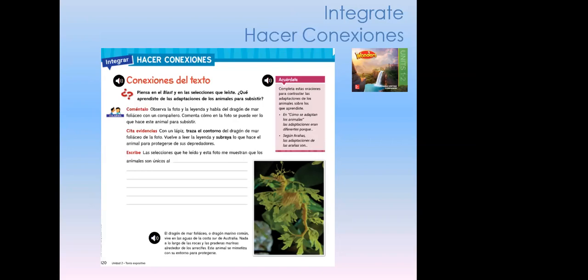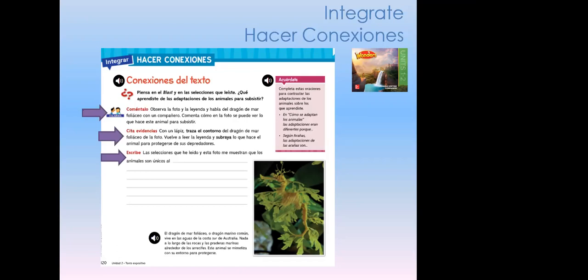Here you're seeing, now the students are going to be asked to observe the photographs and the captions, and let's talk about this seahorse dragon. Let's cite text evidence based on not only what we're seeing here, but from the other texts that we have read throughout the week that helps us understand what an animal uses to survive.